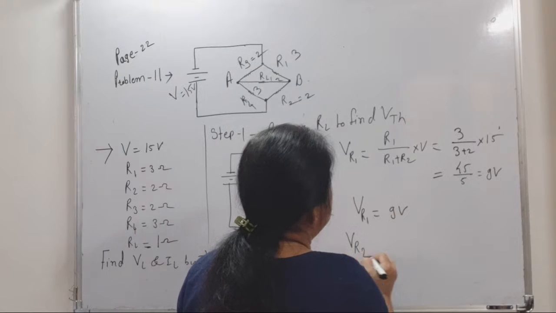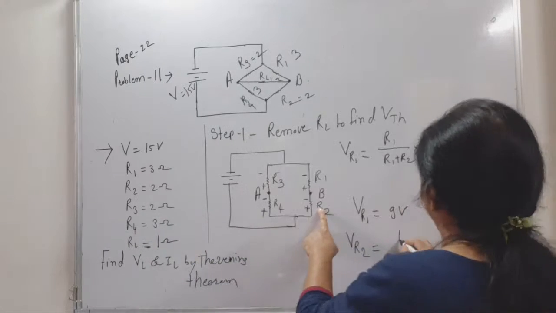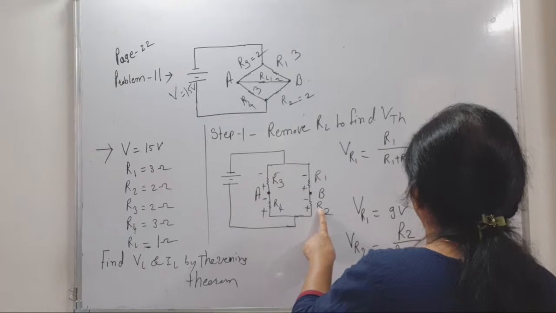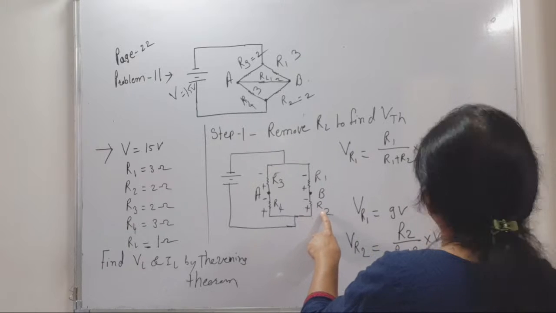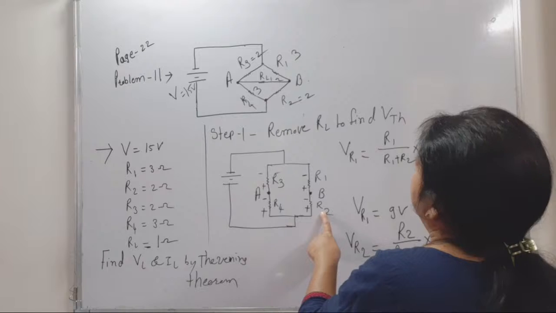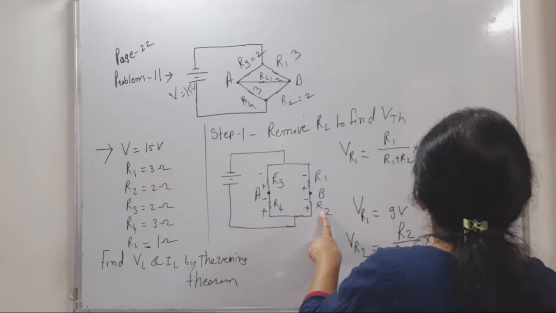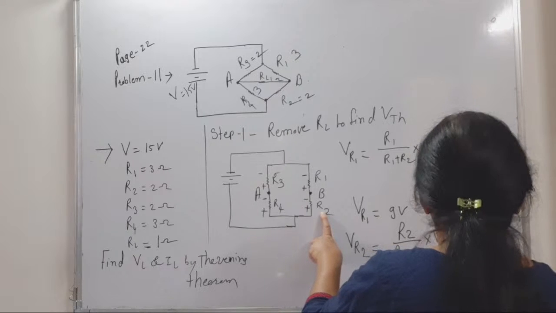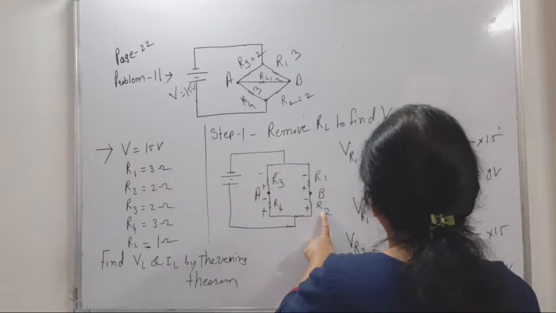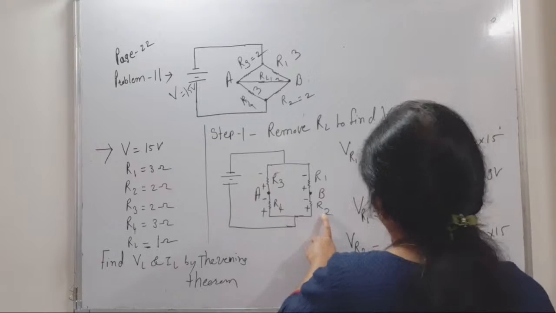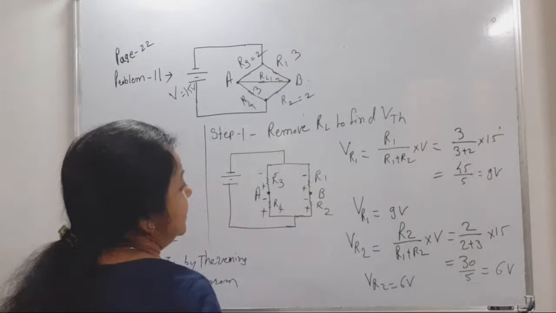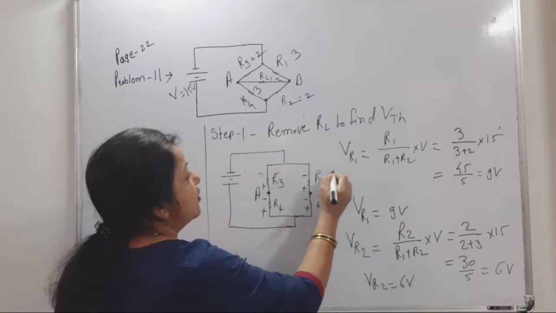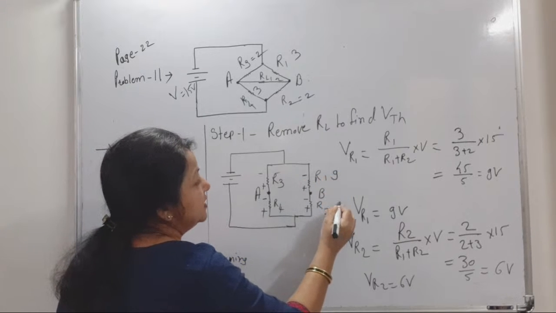Similarly, we calculate VR2. VR2 we calculate R2 upon R1 plus R2 multiply by V. What is the value of VR2? VR2 is equal to R2 is 2 upon 2 plus 3 multiply by 15. 30 upon 5 is equal to 6 volt. VR2 is equal to 6 volt. Okay, but as due to these polarities, means here potential drop is 9 volt, here potential drop is 6 volt.